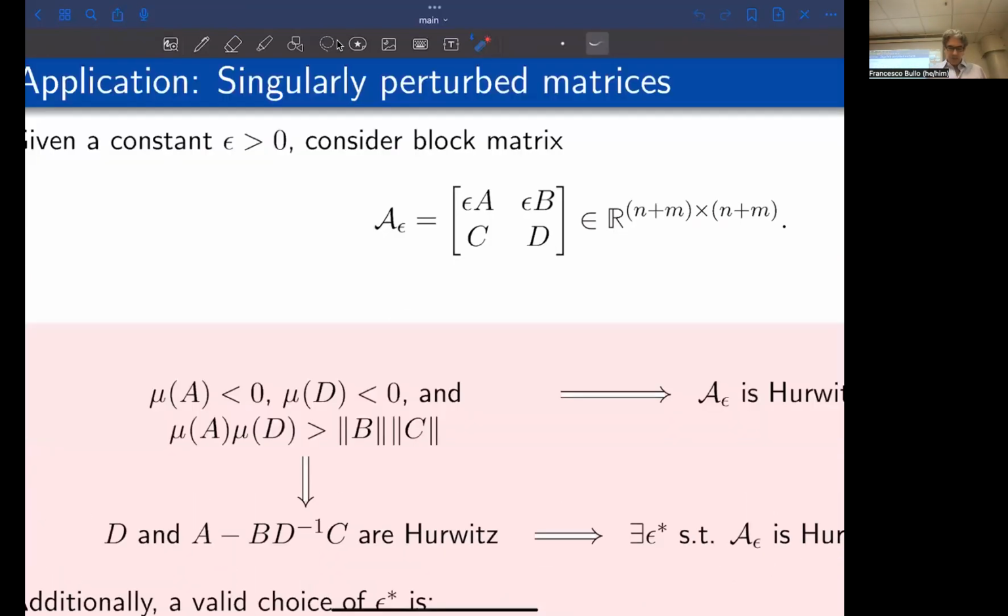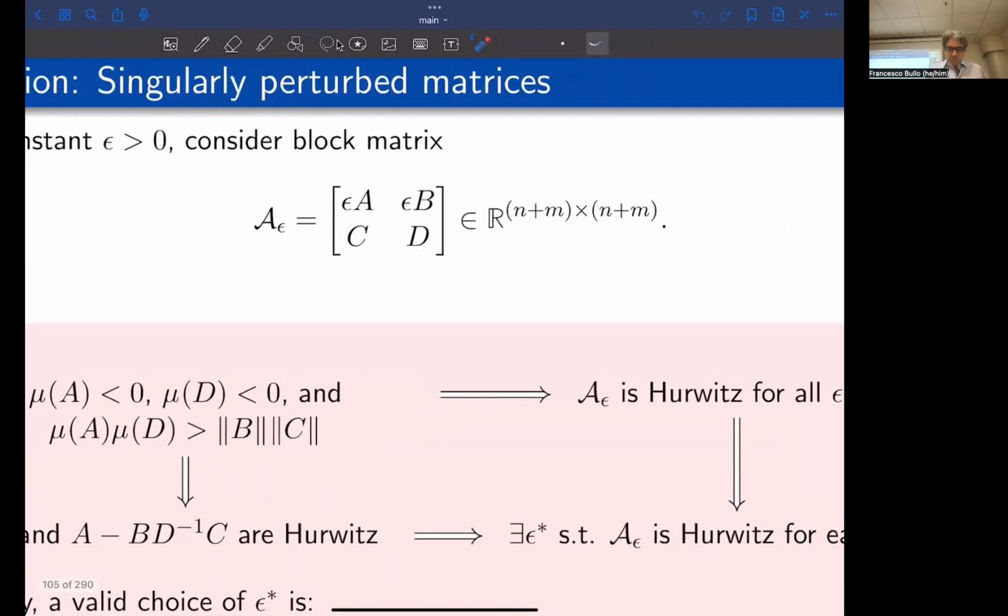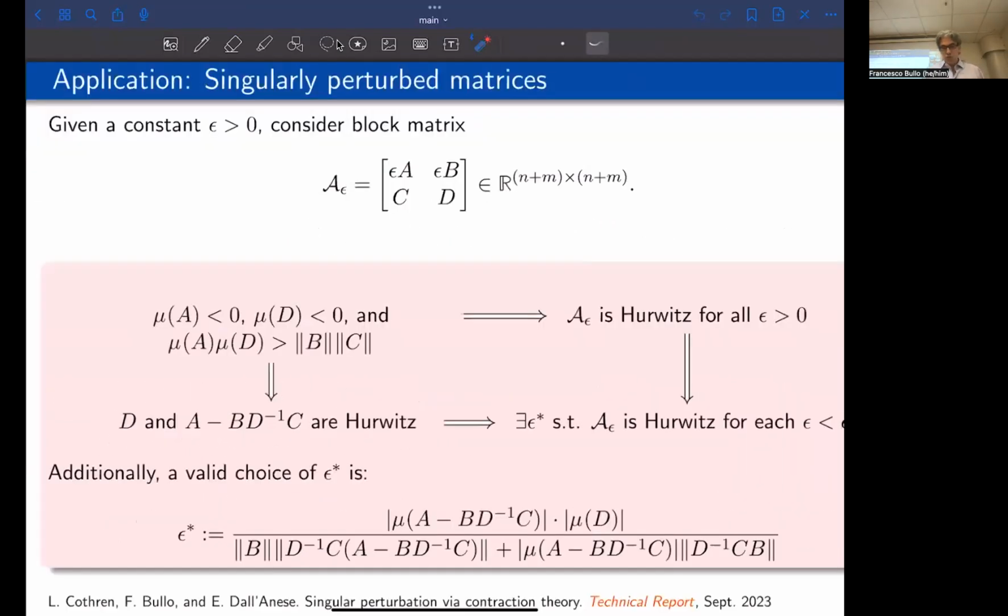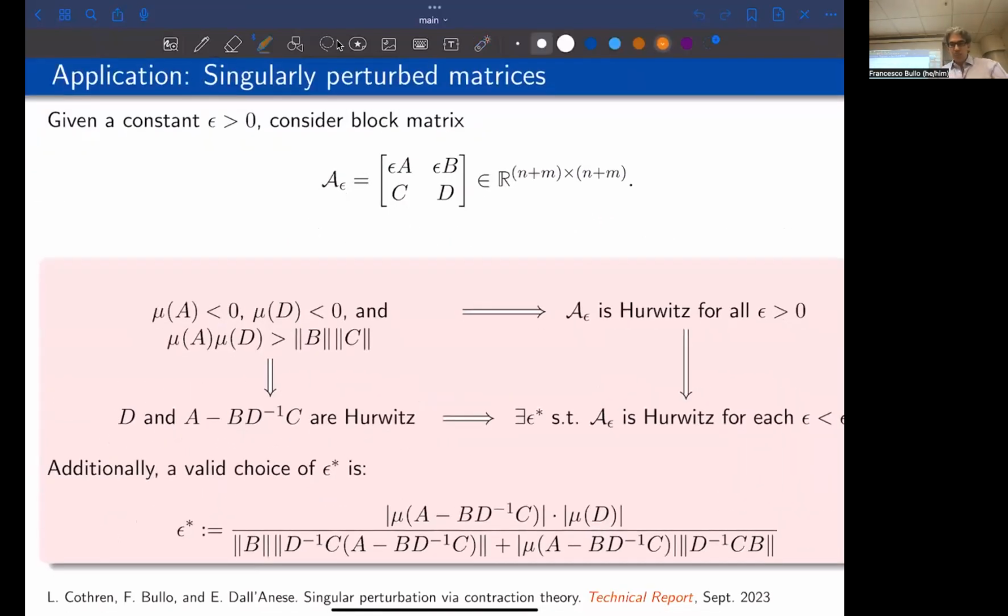And it turns out that you can use that theorem that I just showed to you to establish that, if, and let's fix appropriate norms. I'm not going to discuss the norms. Let's say the norms are given. If the log norm of A is negative, the log norm of D is negative, so this is Hurwitz for sure. This is Hurwitz for sure.